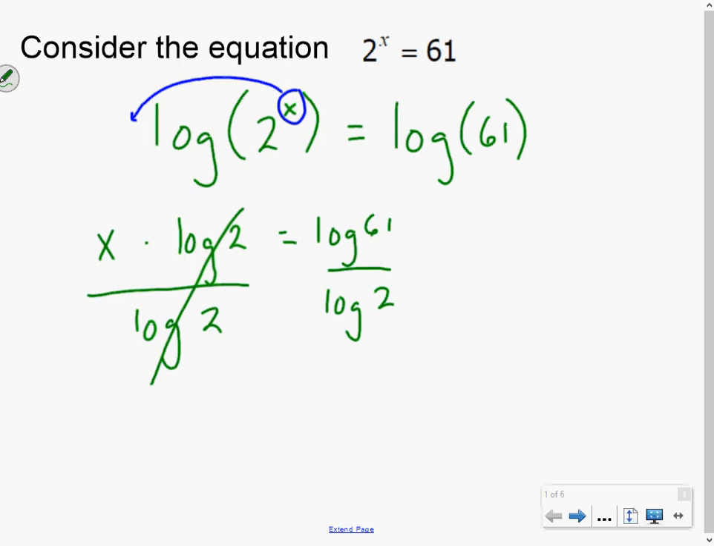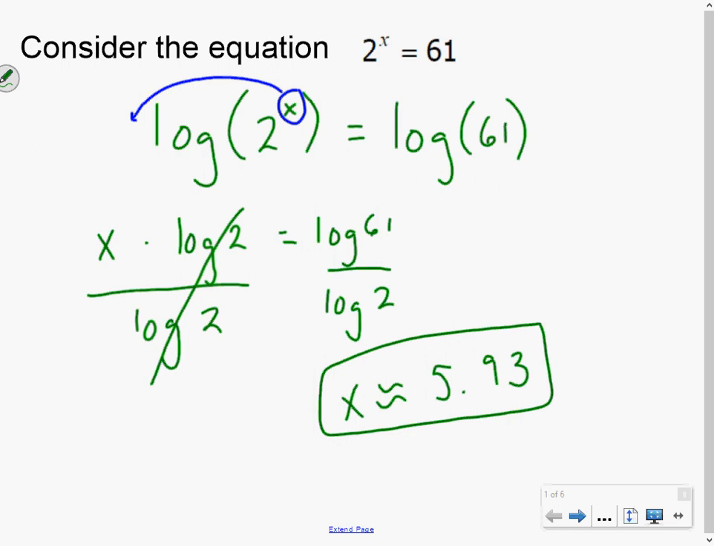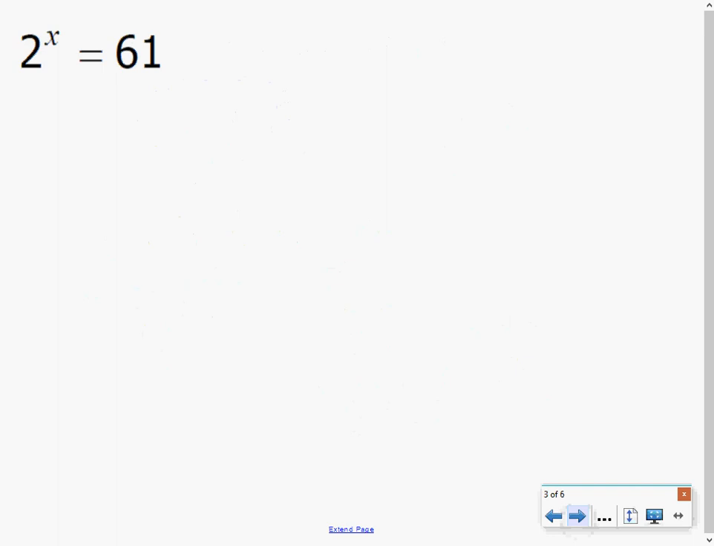So if I do log of 61 divided by log of 2, I am going to find that x is approximately 5.93. I'm going to cut it off; we're just going to go out 2 decimal places. And there it is. Now we have to make sure that if I plug that value in, I'm not going to create any issues with my logarithms. Just plug it in and make sure it checks out. 2 to the 5.93 power is going to get you very close to 61. So let's look at some other examples here.